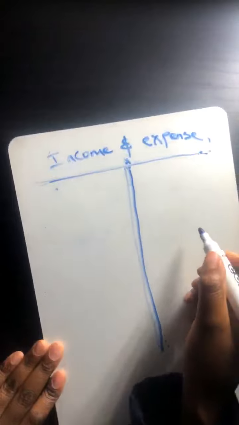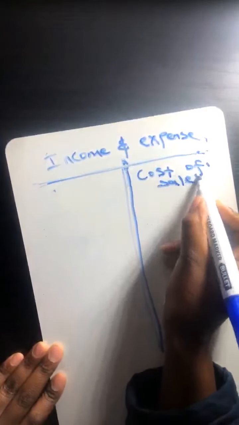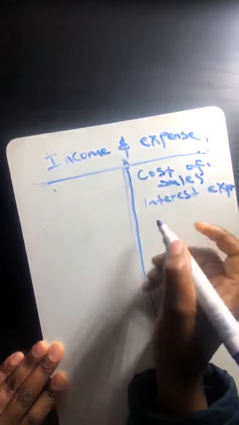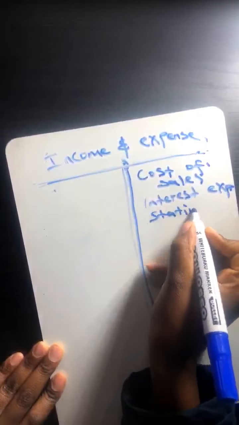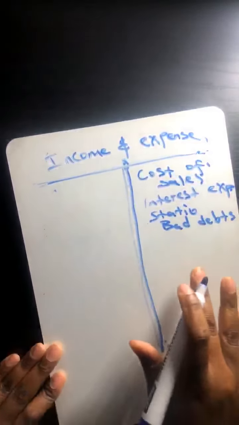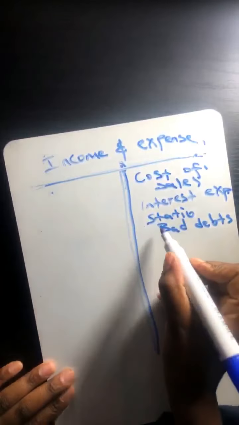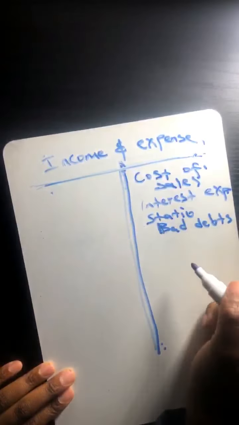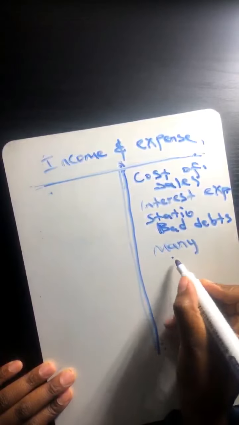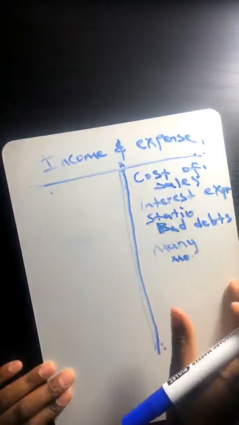And then for expenses, you're gonna have cost of sales. You're gonna have interest expense. You're gonna have stationery. You're gonna have bad debts. So basically, under this account is everything that decreases the money of the business. Okay, so it's gonna be all this and many more. Anyone who'd like to give us a few? Rent income. No, it's gonna be expense now because it's expense.